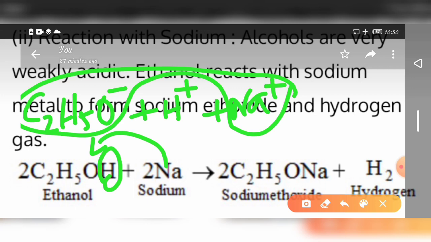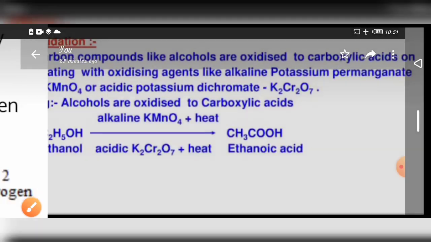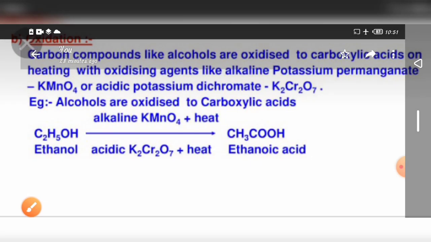The 2s we wrote here are to balance this equation, so we put them in front of the molecules. You always write the balanced equation. This is sodium and this is ethoxide, so sodium ethoxide, like sodium chloride, sodium bromide. In the same way here, the substitution is in front of this one, so sodium ethoxide. Okay, next we go to oxidation.